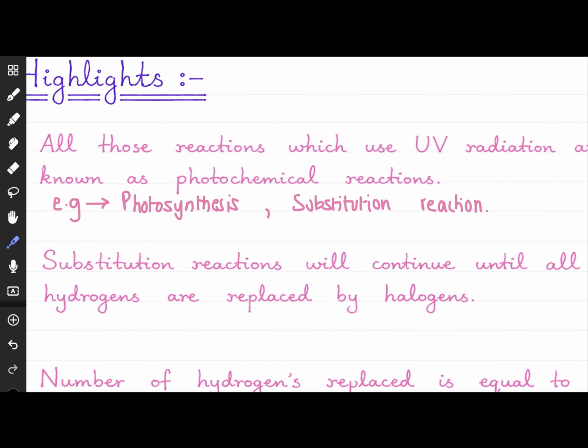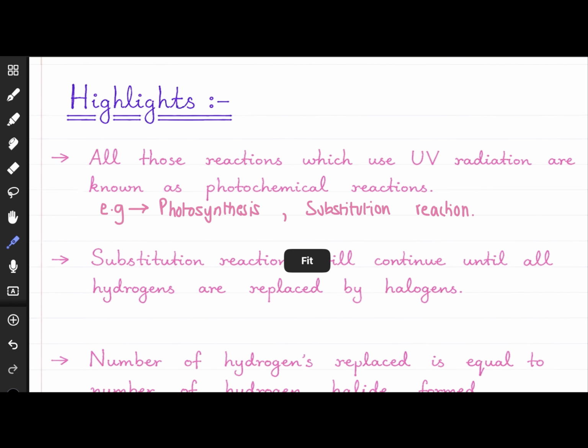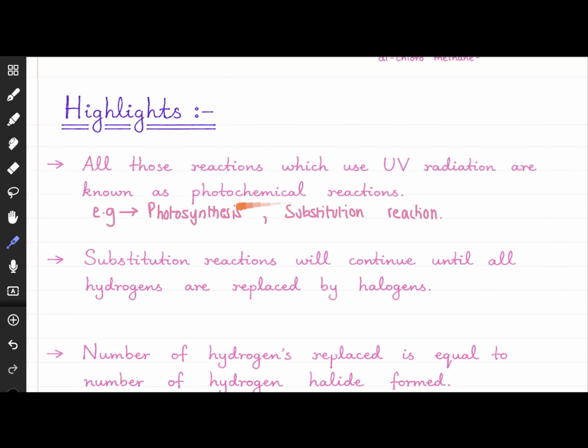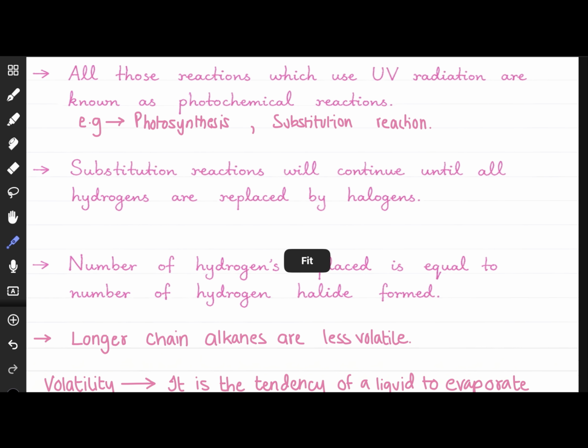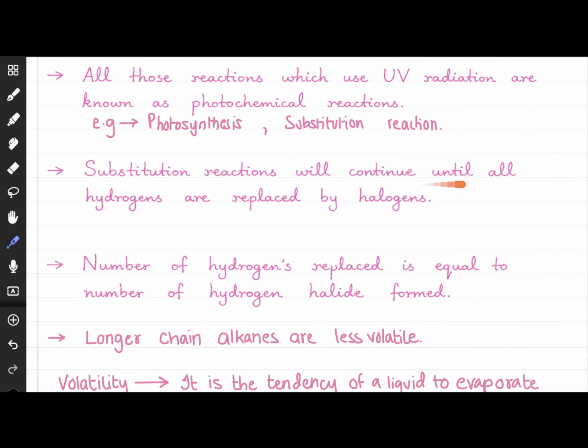Alright, so all those reactions which use UV radiation are known as photochemical reactions. An example of it is photosynthesis, which uses the UV radiations from the sun to start its chemical reaction. And substitution reaction is also an example of it. Furthermore, substitution reactions will continue until all the hydrogens are replaced by the halogens.